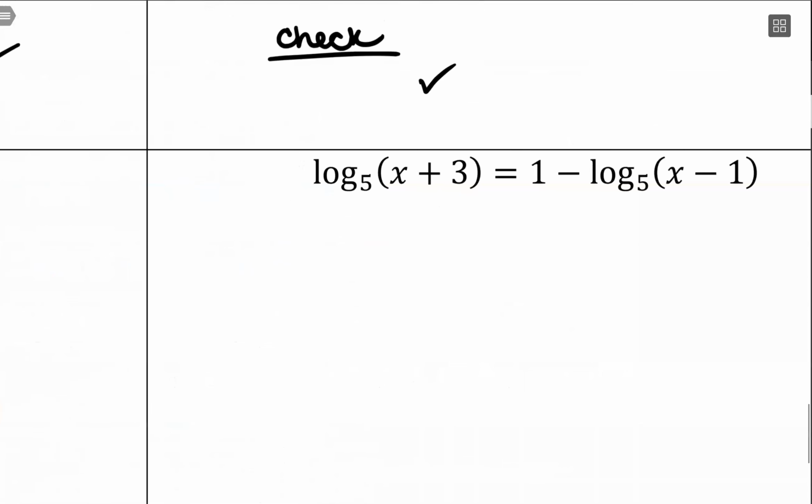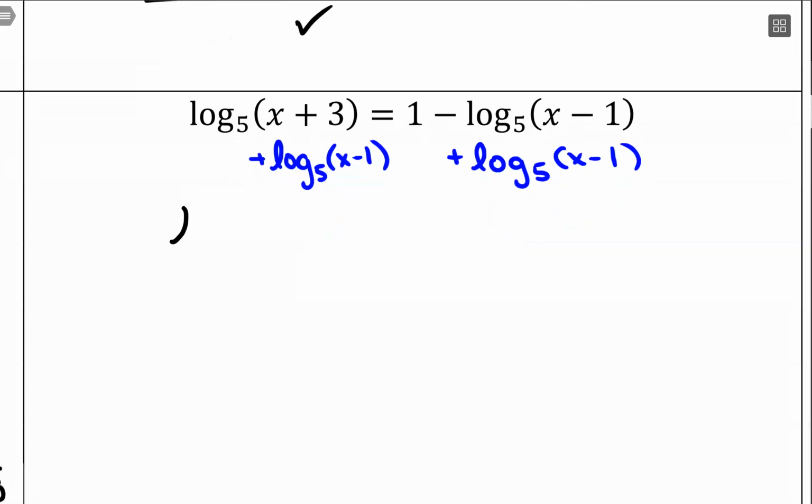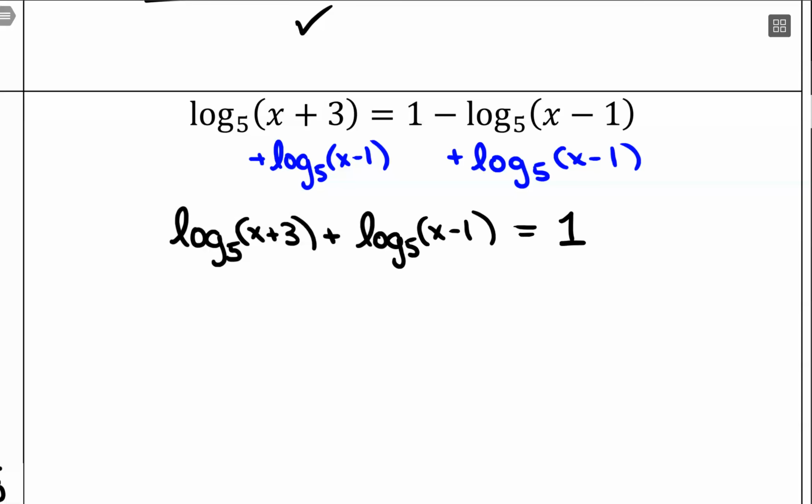All right, one more example here. So with this case, our logarithms are on different sides of the equation. However, we have this 1 on the outside of it, and we can't have that. So what I want to do is move the logarithms so that they're next to each other. So I'm going to add this logarithm base 5 of x minus 1 to both sides of the equation, so that we get to our form: logarithm base 5 of x plus 3 plus logarithm base 5 of x minus 1 equals positive 1.